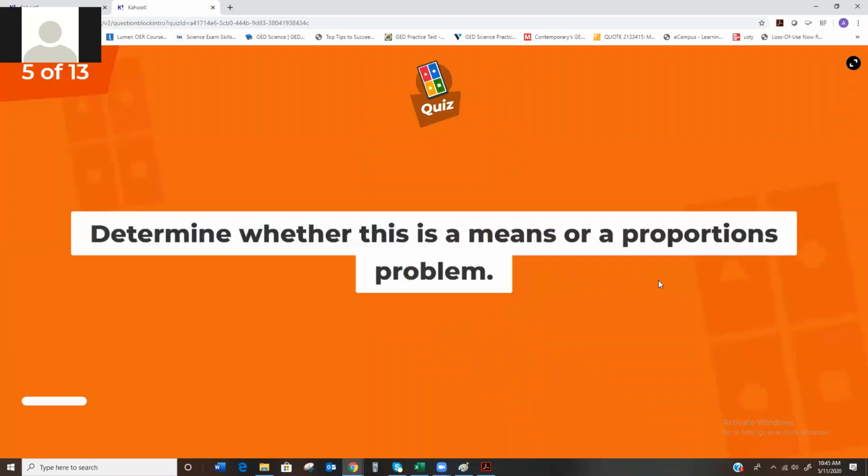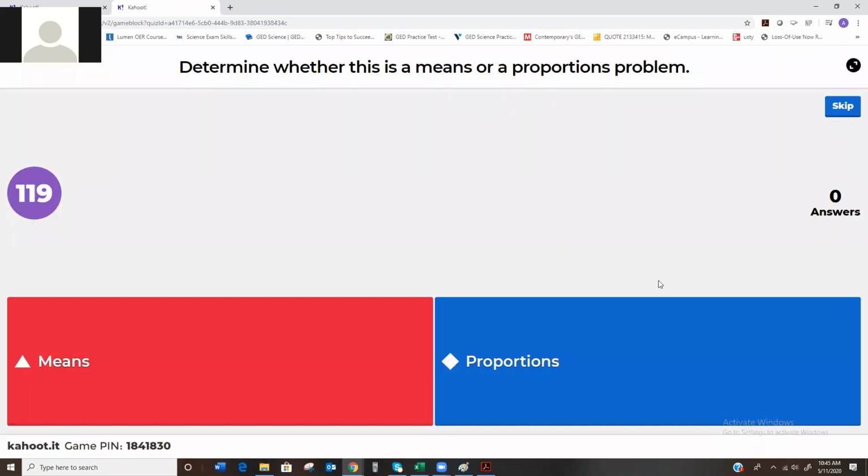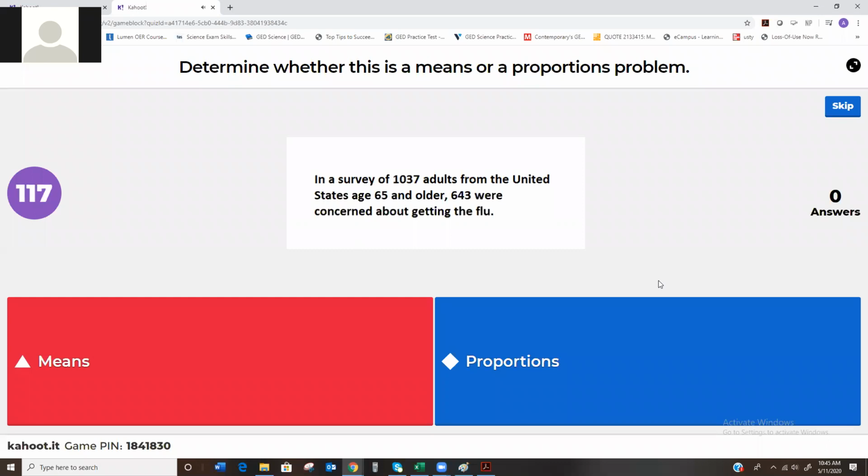All right. So determine whether this is a means or a proportions problem. Same thing. In a survey of 1,037 adults from the US, age 65 and older, 643 were concerned about getting the flu. Oh my gosh, this is slightly pertinent.